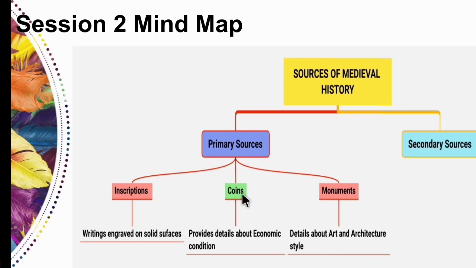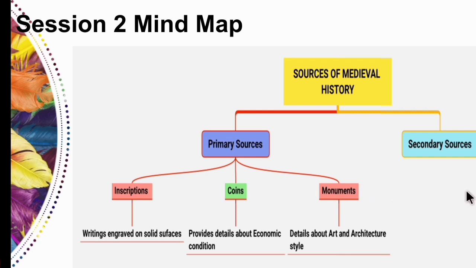Then I told you about coins. Coins provide the economic condition or economic status of a particular territory or dynasty. Next, I told you about monuments. Monuments provide details about art and architecture style. Especially during the Delhi Sultanate period, they introduced new forms of architecture like domes, minars, minarets. I gave a pictorial representation in the session 2 video, so I'm just recalling it.